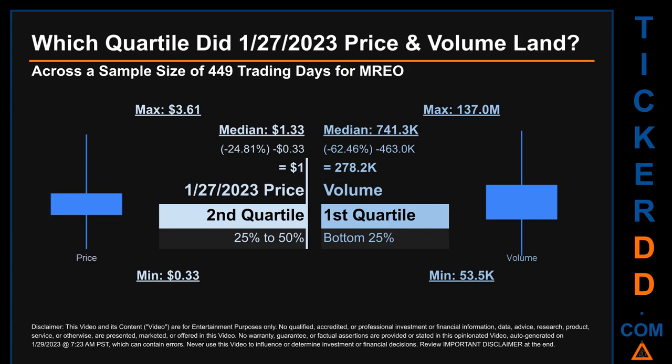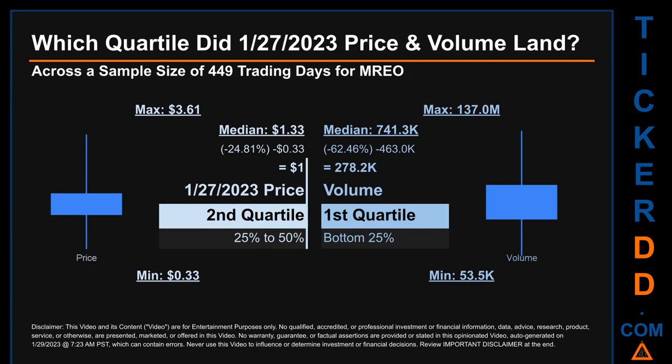Which quartile did January 27, 2023 price and volume land? Across a sample size of 449 trading days, the maximum end of day price for MREO was $3.61 while the minimum was 33 cents. Within that price range, January 27, 2023 price of $1 landed within the second quartile, putting it within the 25% to 50% range of all sampled end of day prices.